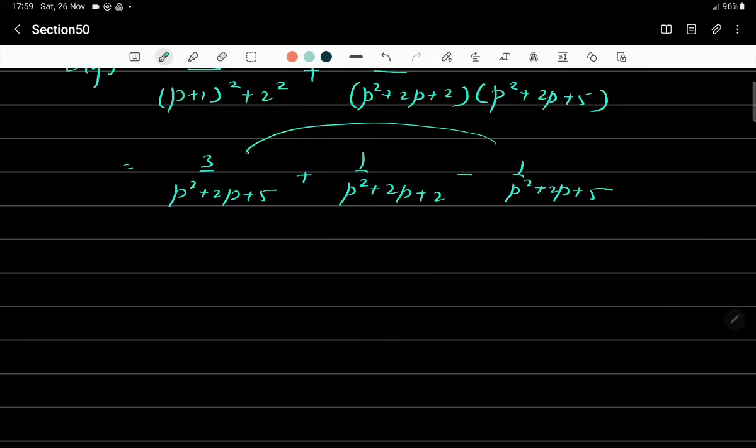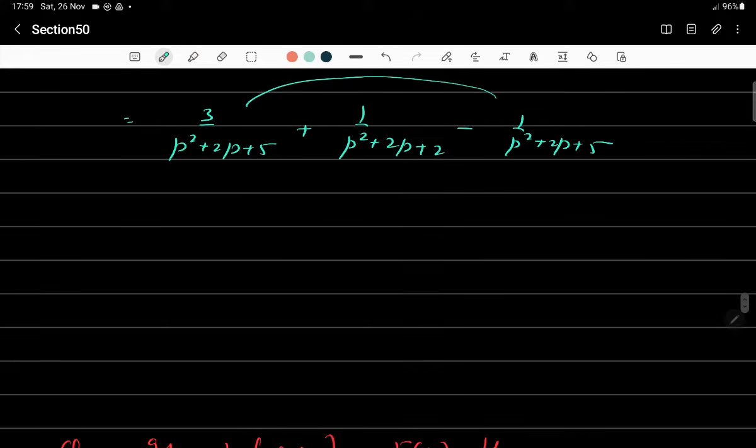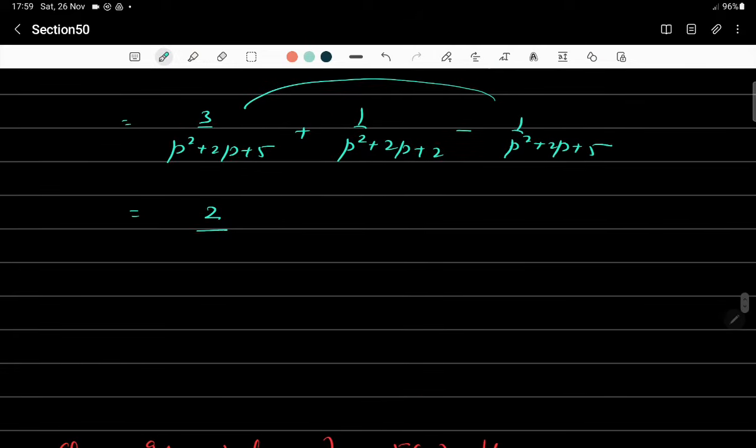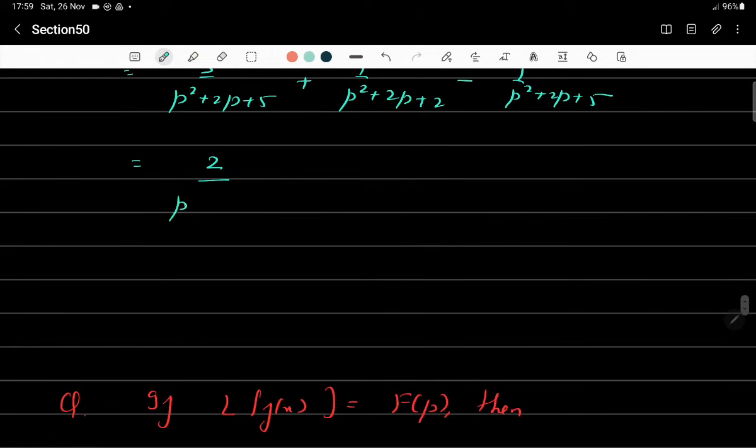Now if I take these two terms together, then it simply becomes: the first term is 3 minus 1, which is 2, so 2 by (p plus 1) whole square plus 2 square, plus the next term is (p plus 1) whole square plus 1 square.